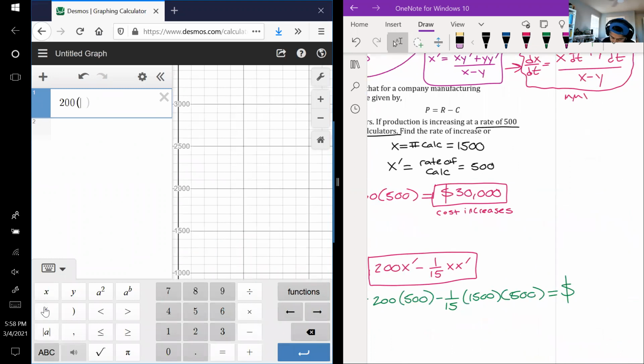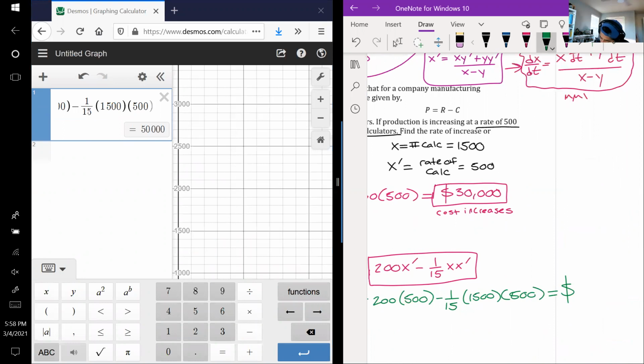$200 times 500 minus 1 over 15 times 1500 times 500. There we go. And we get 50,000.